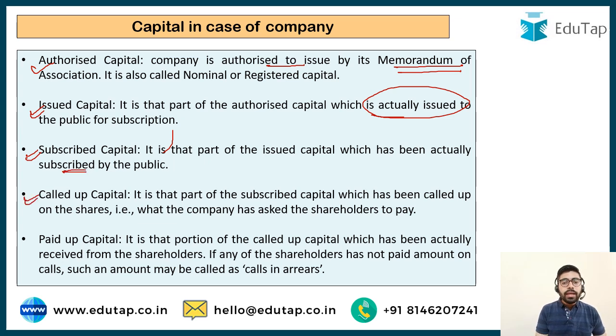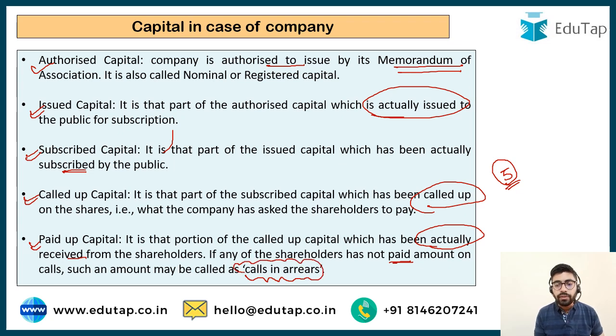Called up capital is the money which the company is calling from the shareholders. For the 95,000 shares that were taken up by the public, the company called rupees 5. So this was called up capital, and now the shareholders have only paid this amount for 90,000 shares. So your paid up capital is going to be less. The portion of the called up capital that has been actually received from the shareholders is paid up capital. If any amount is still pending to be received, it is called the call in arrear. It is the amount which is pending to be received from the shareholder.